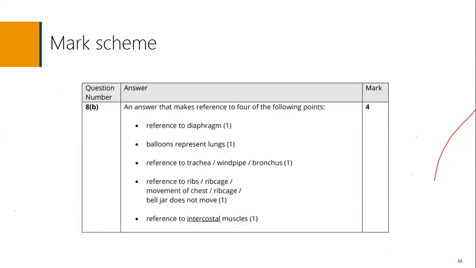So the mark scheme is 4 marks. It needs reference to the diaphragm, the fact that the balloons represent the lungs, reference to the trachea or windpipe or bronchus, reference to the rib cage. But the bell jar doesn't move, so it doesn't represent these well, and reference to the intercostal muscles, which obviously are not there in the bell jar. There are 4 marks. As you may well have noticed, there are quite often more marking points than there are marks available. Students who write 4 of those marking points will get 4 marks.